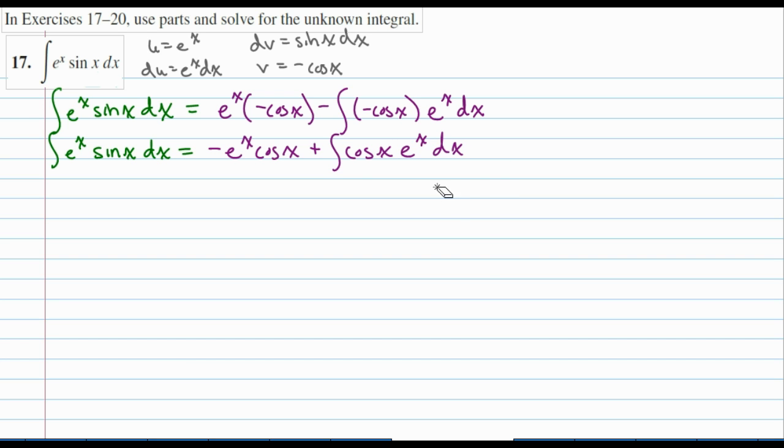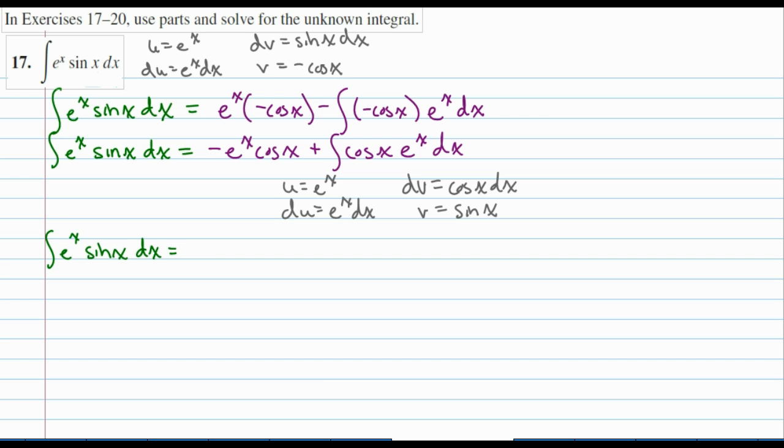So I've got another situation where I have the antiderivative of a product of two functions of x. Both are cyclical derivatives. They're just going to keep going forever. So I'm going to do integration by parts again. This time I'm going to call u e to the x, similar to the previous time in this problem. And then dv is going to be cosine of x dx. The derivative of u then is e to the x dx, or du, and then v is sine of x.